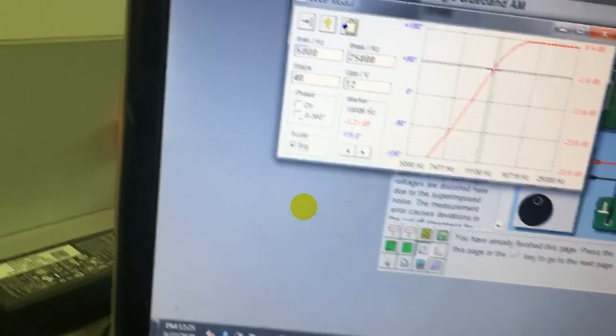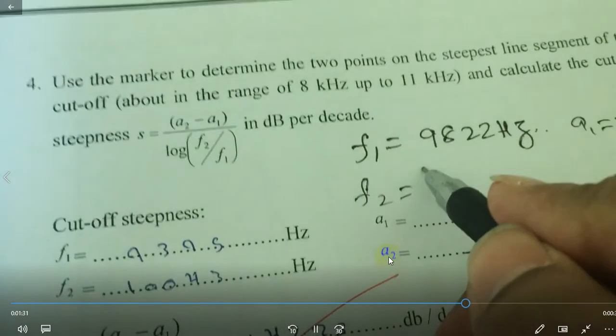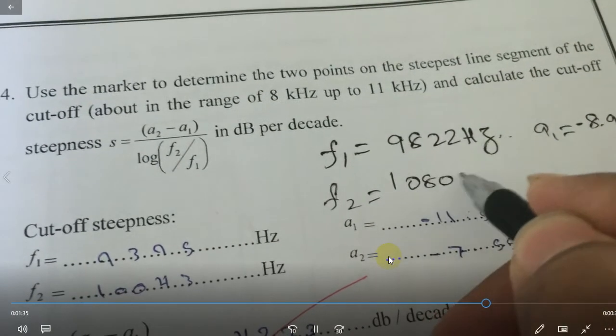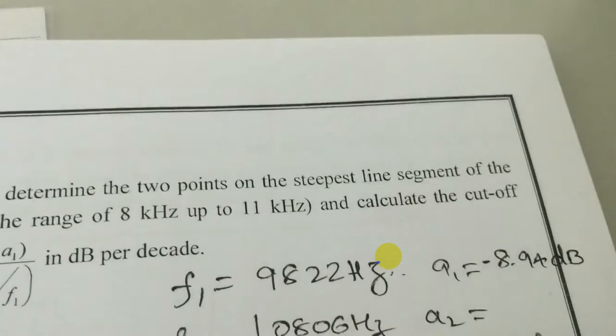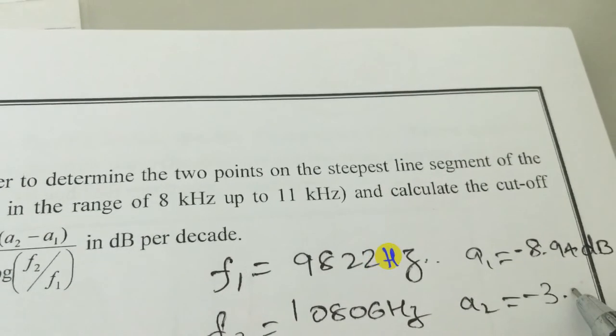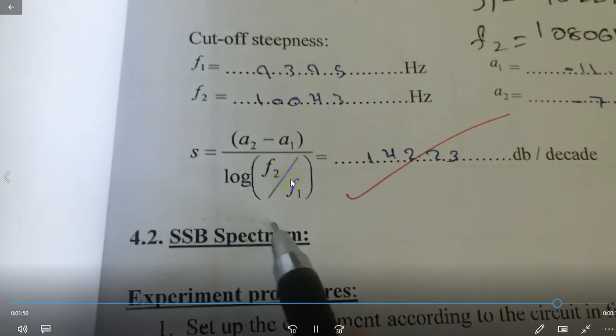Okay, click in between 11. Anyway, so here it is 10.8 kilohertz, and A2 is minus 3.21 dB. Just put in the formula: A2 minus A1 by log F2 minus F1.